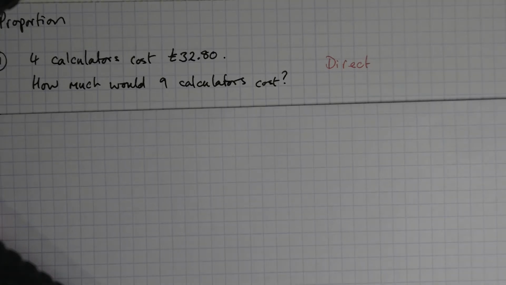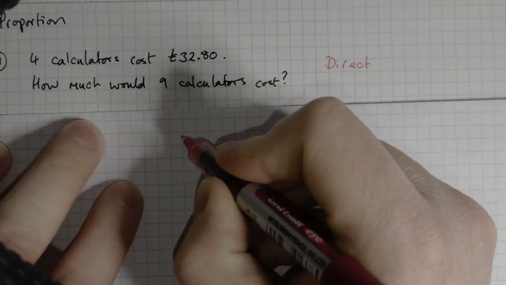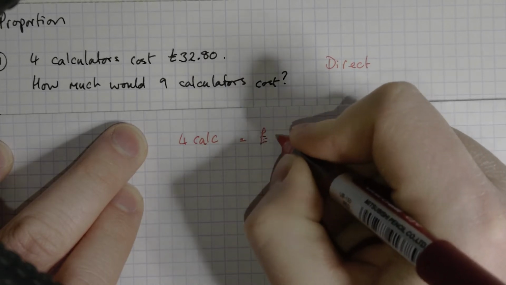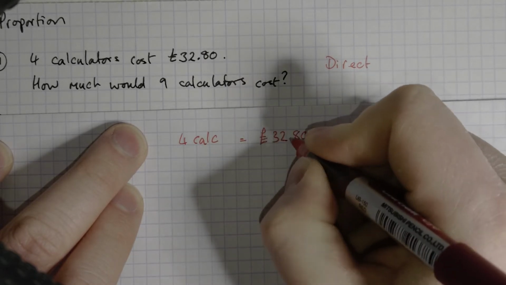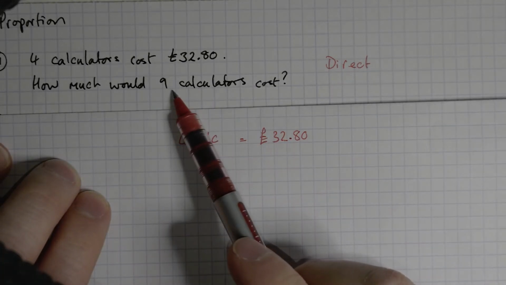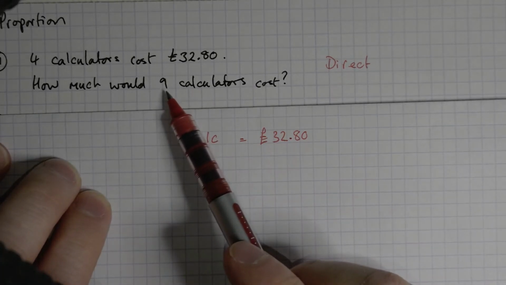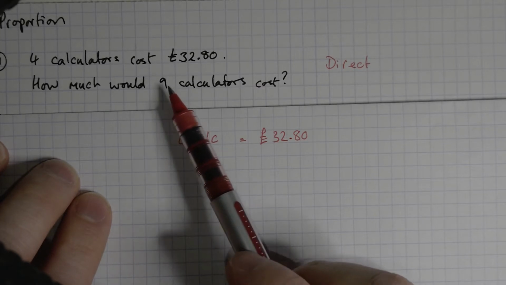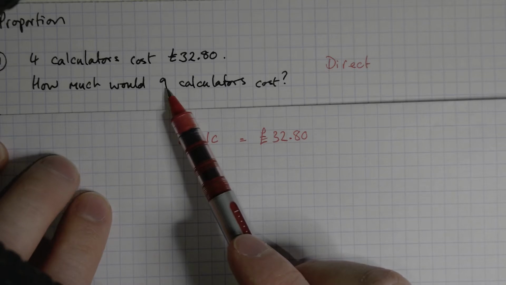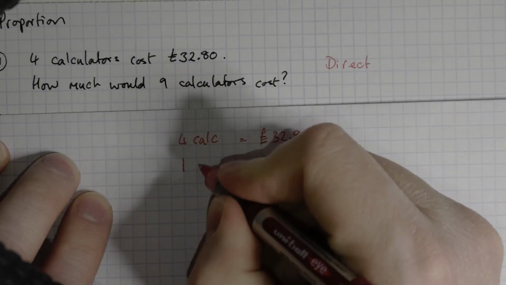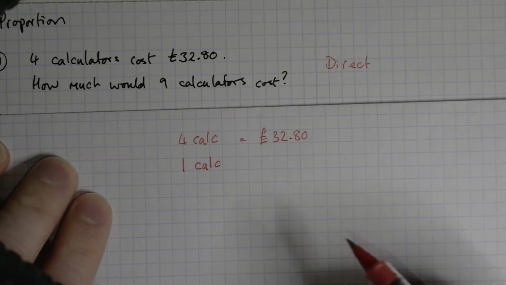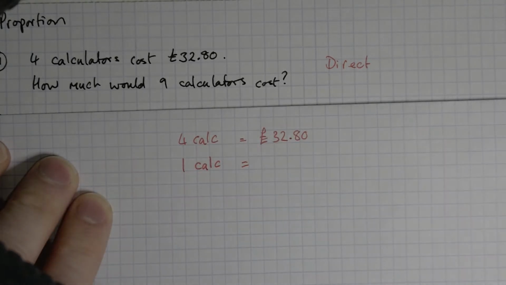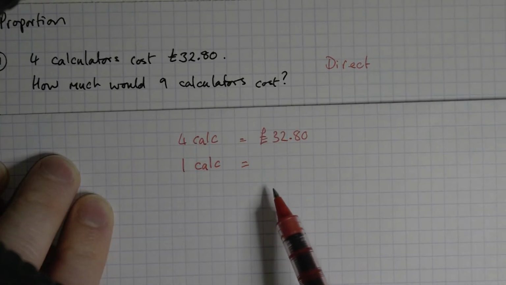So I start by making a little equation. I'm going to say that I know 4 calculators cost £32.80. And ultimately the question is asking me how much do 9 calculators cost. So it's going to be more, isn't it? If I'm buying more calculators, it costs more money. But even though the question says 9, I'm just going to take it down to 1 calculator first. So for every single question, I'm going to drag it down to 1 and then up to the number that it's actually asking for. So to get 1 calculator, I need to divide by 4, don't I?